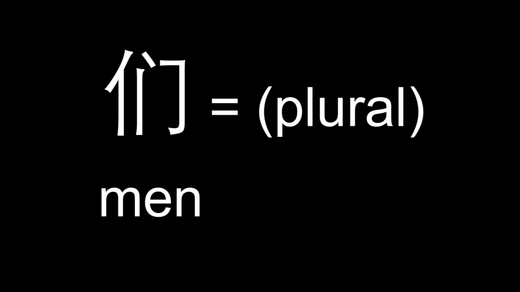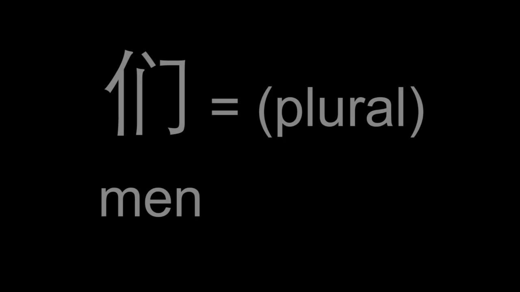In other words, if you want to change a character from singular to plural, then you just add this character men behind it. For example, I with men becomes we, or it with men becomes they.